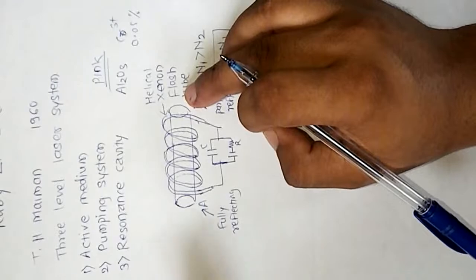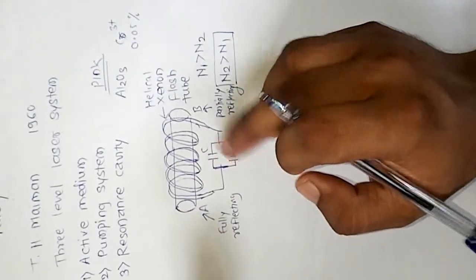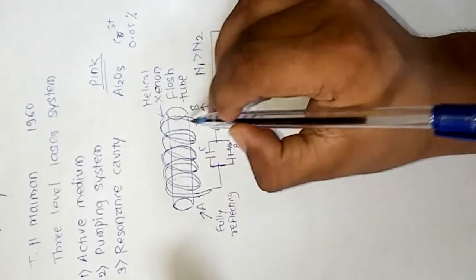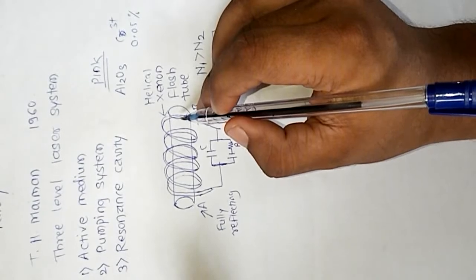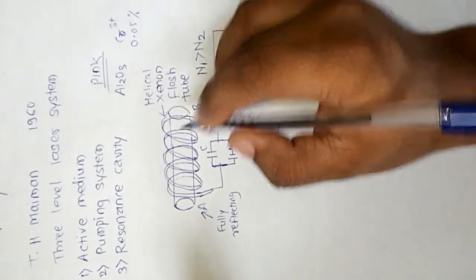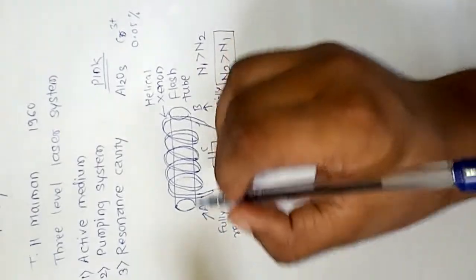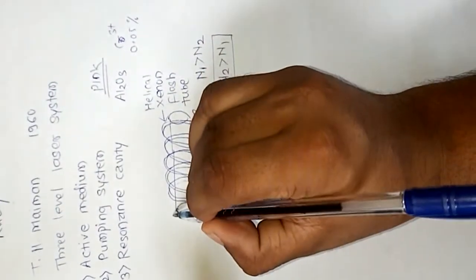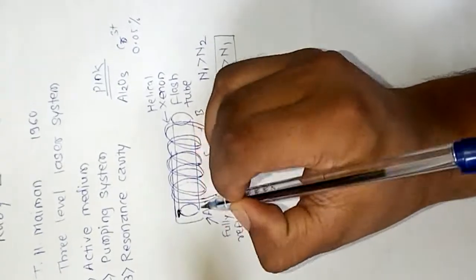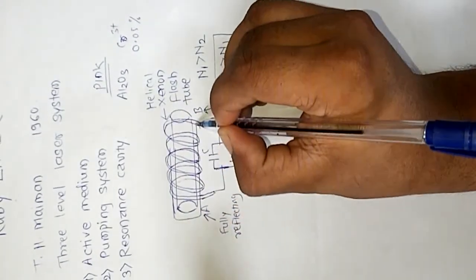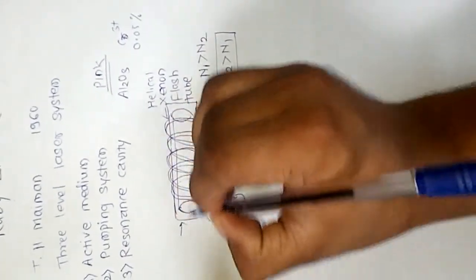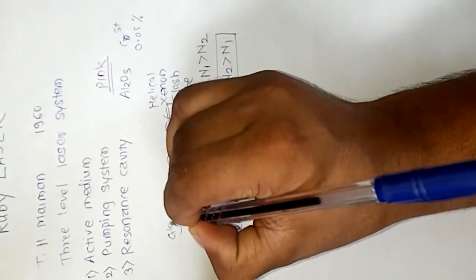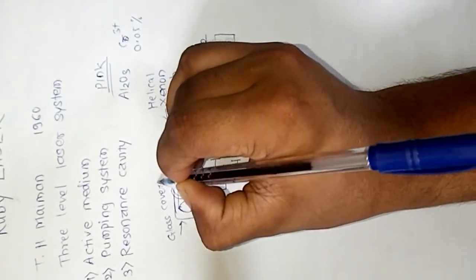But when the laser is working, the ruby rod heats up, which damages the laser, and for that a cooling system is required. So this rod is kept in a glass tube. This is a glass tube containing a coolant. This is the glass covering or glass tube.